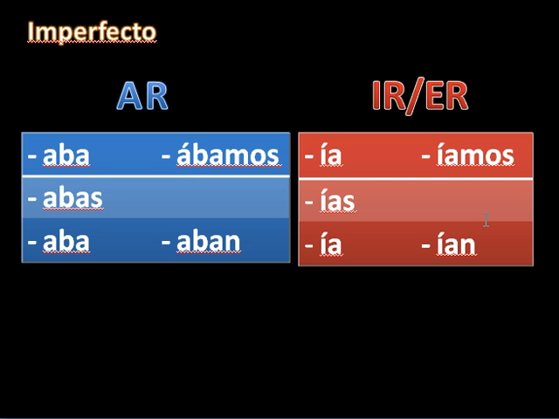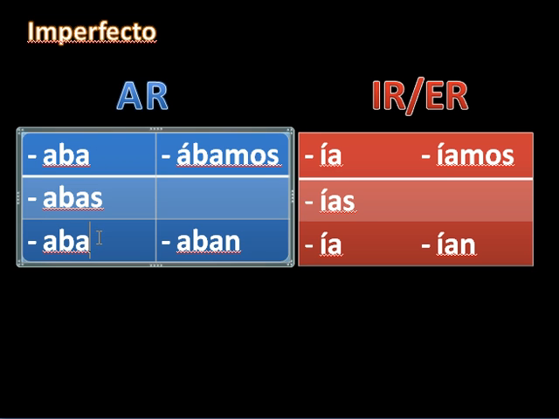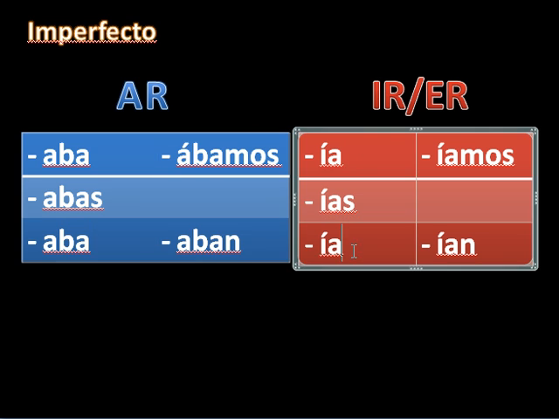Notice the accents now, they're different. You only have one accent for AR verbs, and that's on the nosotros form, but you have to be careful because it's only on the first A. And most people forget that the nosotros form in imperfecto has an accent. For the IR and ER verbs, you have accents on all of them. Also notice that in the imperfecto form, your yo and él, ella, usted forms have the same ending, aba and ía.